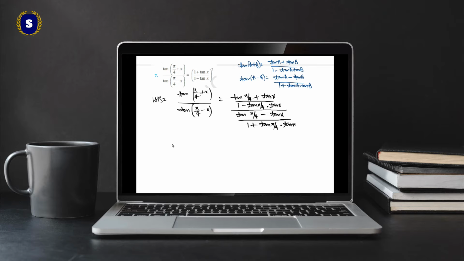Okay, this will become tan pi by 4, the value of tan pi by 4 is 1, so 1 plus tan x upon 1 minus tan x, because this tan pi by 4 is also 1 and this is also 1, same way this is also 1 and this is also 1. So we write down their values in the bracket.